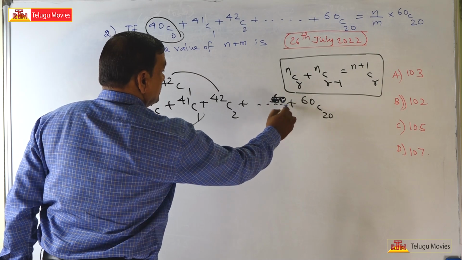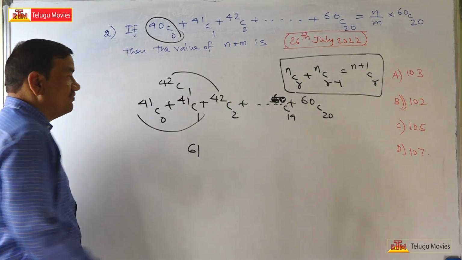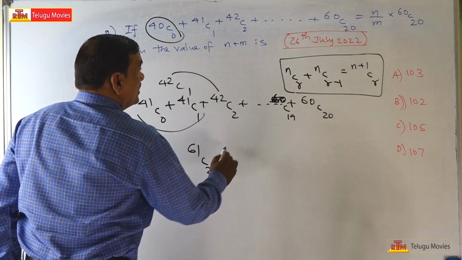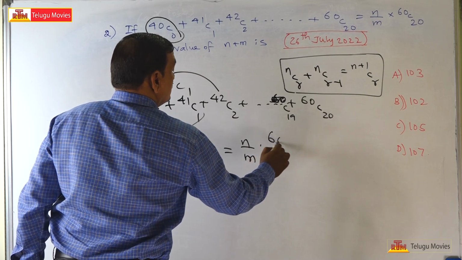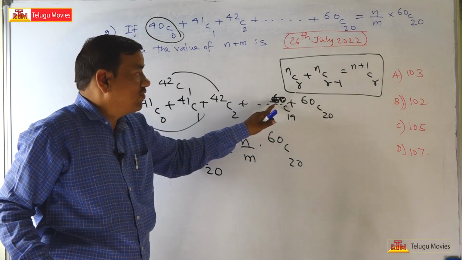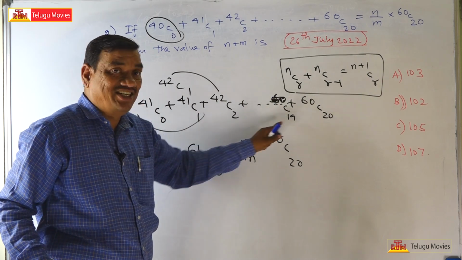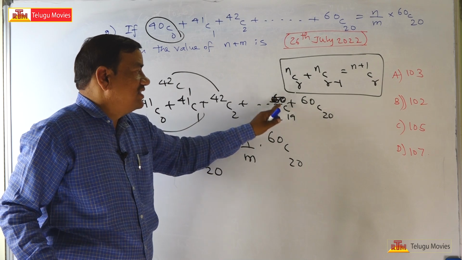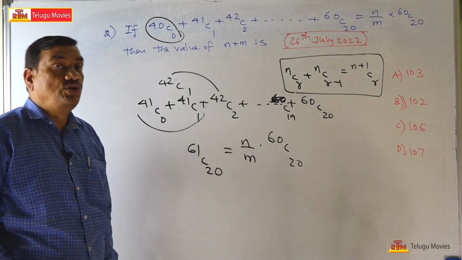Here 60C19 will come, so you will get 61C20, that is equal to n by m times 60C20. Understand? So what will be the before term here? If you go on writing here, you will get 60C19. If you combine these two, you will get 61C20.